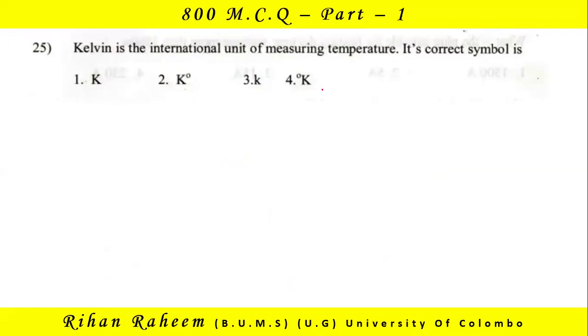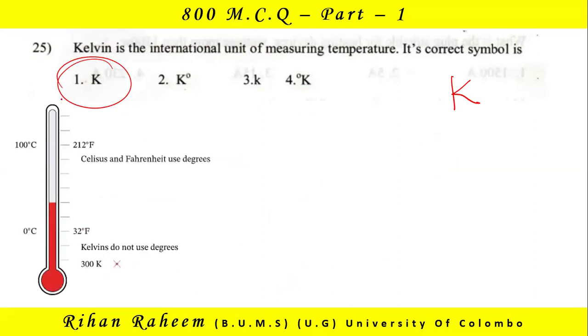Kelvin is the international unit of measuring temperature. Its symbol is a capital K. No degrees for Kelvin. First one is the answer. Direct answer. Degree Celsius, degree Fahrenheit, but no degree for Kelvin. Lord Kelvin was the one who found out about that.